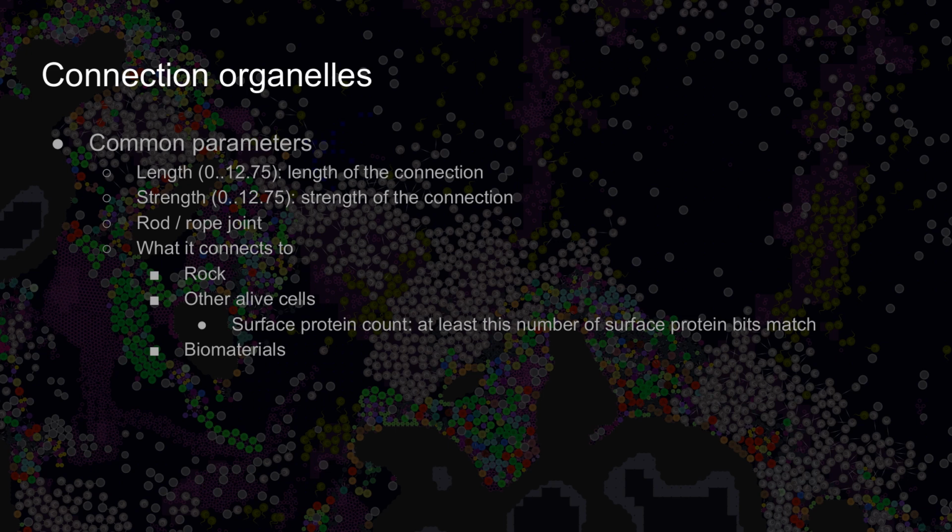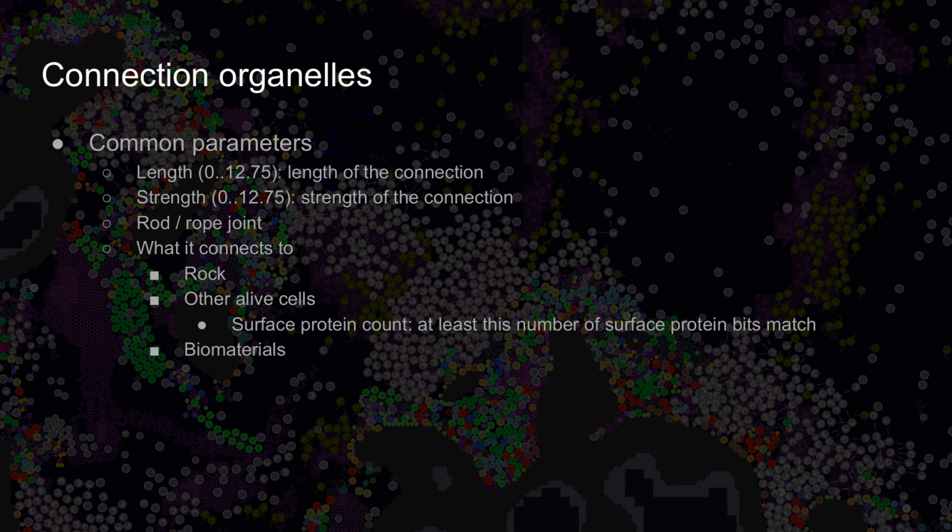Rod joints resist pulling and pushing, and are colored white in the middle. Rope joints resist only pulling, and are colored gray in the middle. The next parameter is a list of what the connection will connect to. It can be rocks, other cells, and 26 types of biomaterials.